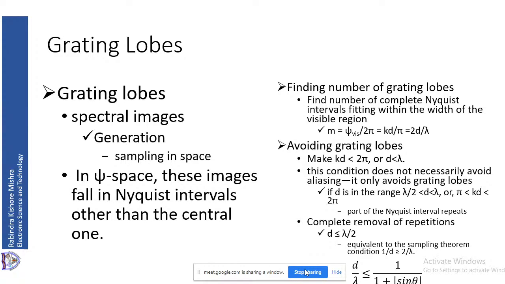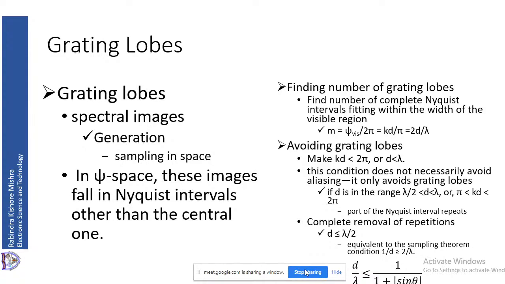So for that there is a cute formula. You do not require to derive that. You can simply write or remember, this is a very simple formula. d upon lambda is less than or equal to 1 upon 1 plus absolute of sin theta. Now what does that mean? If sin theta is equal to 0, then that is 1 upon 1 plus 0, which is d by lambda less than or equal to 1. That is for the broadside. Theta equal to 0 is for broadside.